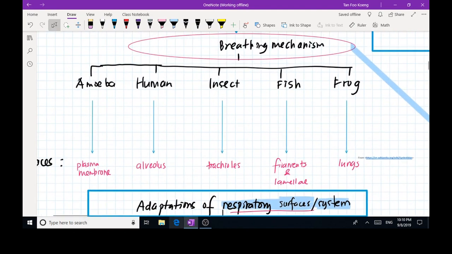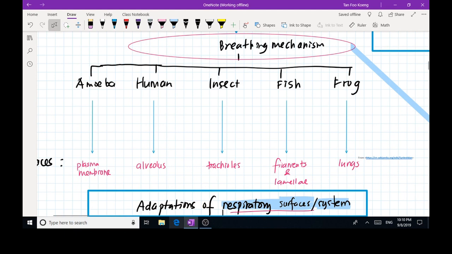So these are the respiratory surfaces in humans as well as in other organisms. An amoeba has a small size, so it does not need a specialized system to help it breathe. Basically, it just breathes using its plasma membrane. A human being, on the other hand, is a multicellular organism. So in order to supply enough oxygen to billions of cells in our body, we need a large surface area. How do we do that? By having a large number of alveoli.